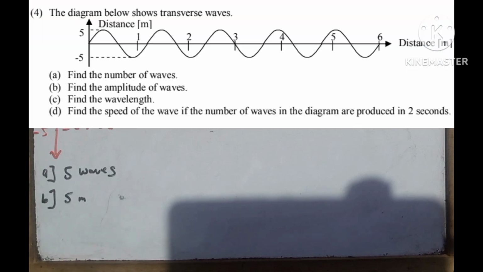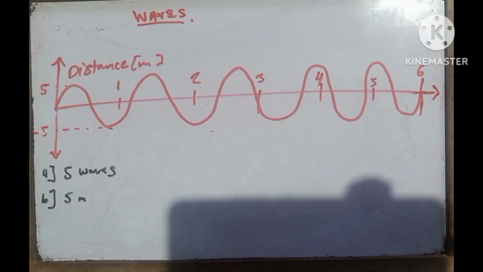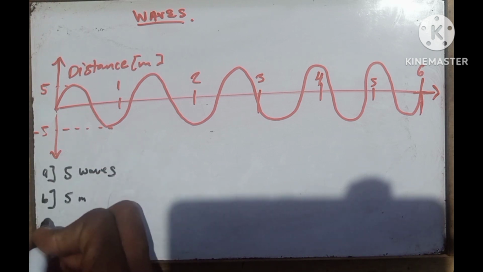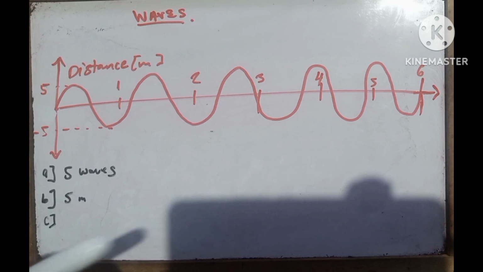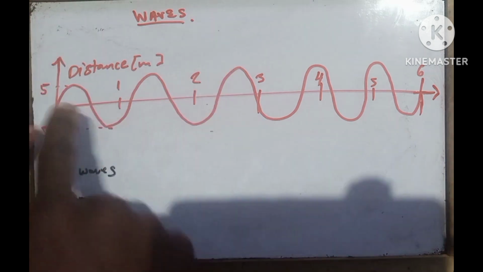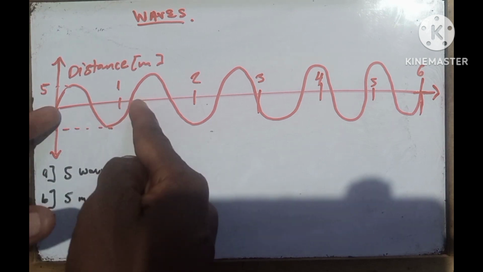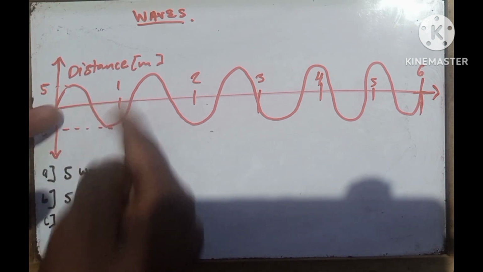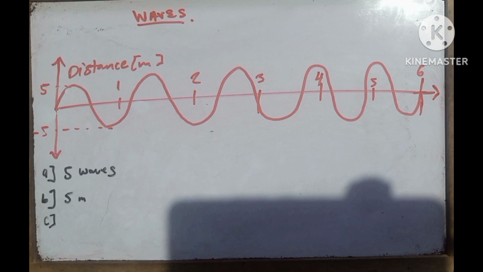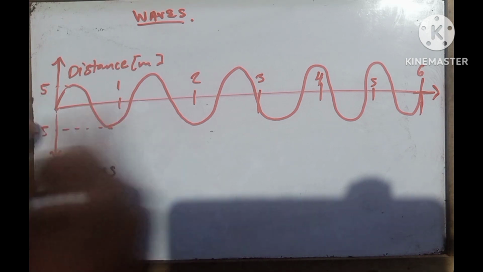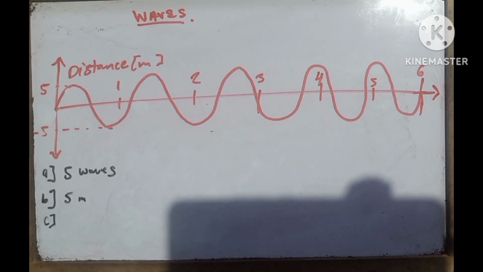So part C is asking to find the wavelength. The wavelength is the distance that a single wave has. So if we move from here to here, this is one complete wave. So the distance from here to here is what we call the wavelength. So what is the wavelength in this diagram here?